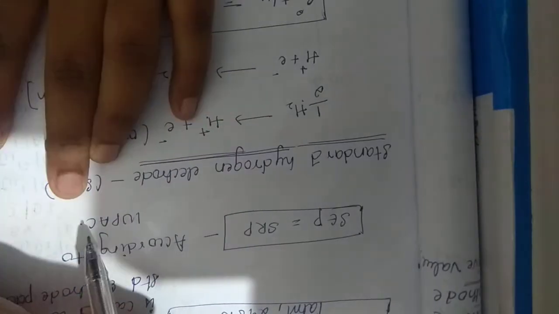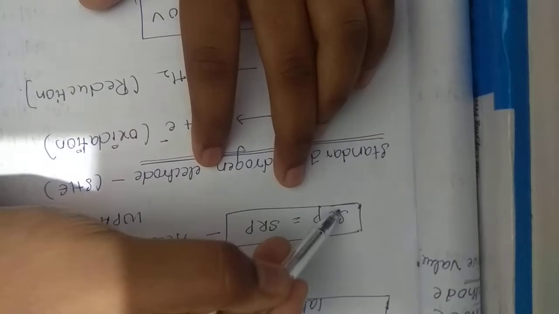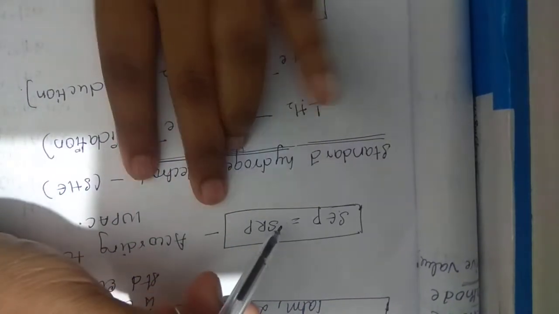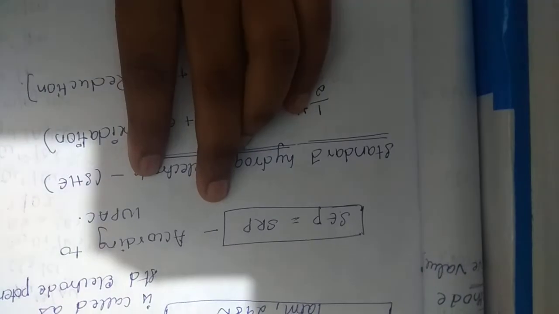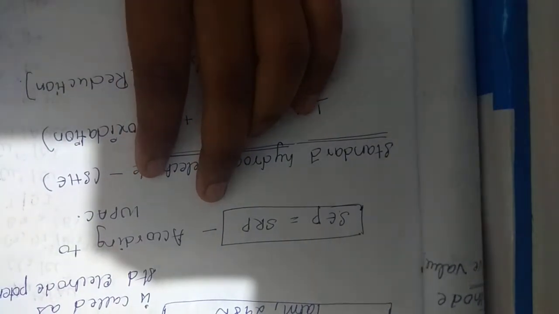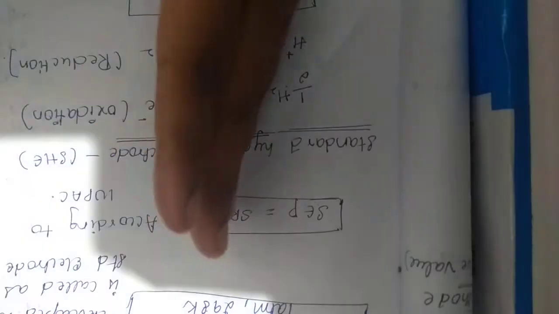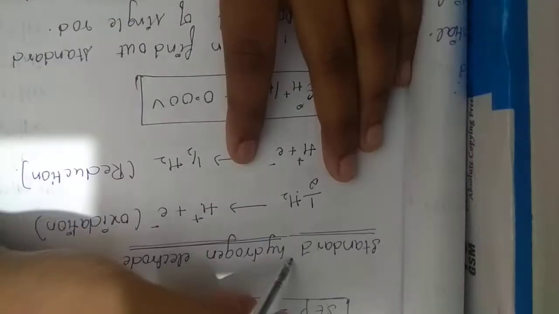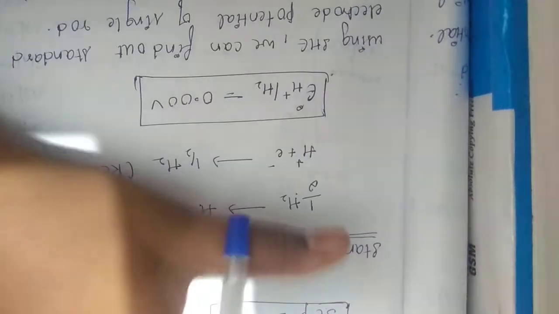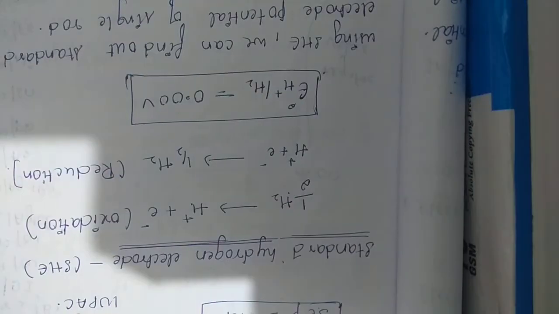According to IUPAC, SEP is equal to SRP. Standard electrode potential is equal to standard reduction potential. What is reduction potential? As we have seen before, reduction potential is the negative of oxidation potential and oxidation potential is the negative of reduction potential. And now let us see the next thing, standard hydrogen electrode. What is SHE here? SHE is the standard hydrogen electrode. It is actually taken as the basic electrode. So it's just for easy understanding that we consider the hydrogen electrode.